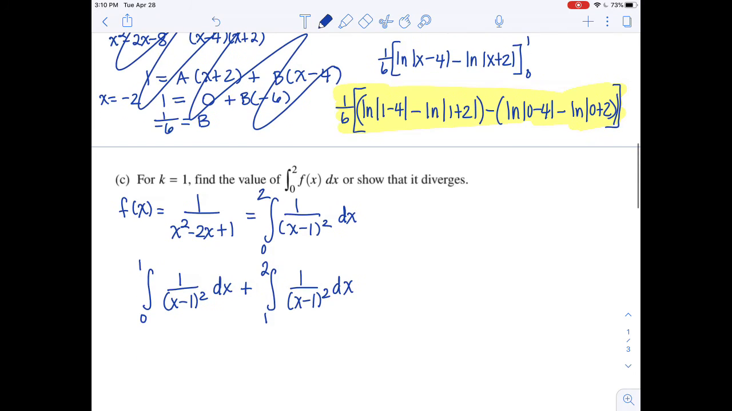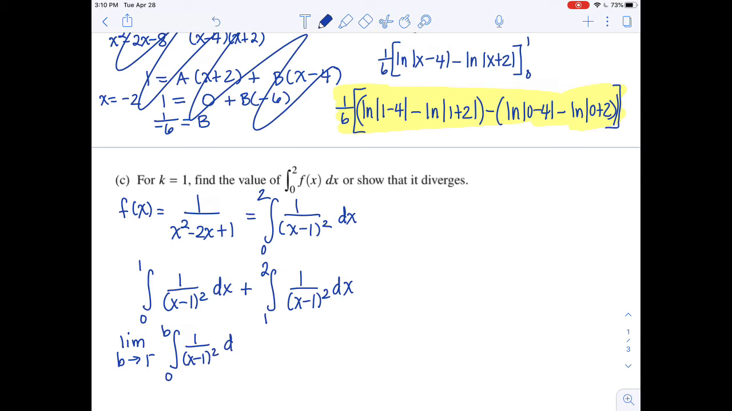Okay, and then from there, you're going to break this up into one-sided limits. So this becomes the limit as b, or x, or whatever you want to call it, approaches 1 from the left-hand side, of the integral of 1 over (x minus 1) squared dx, plus the limit as b approaches 1 from the right-hand side. So you're starting at b really, and going up to 2, of 1 over (x minus 1) squared dx.